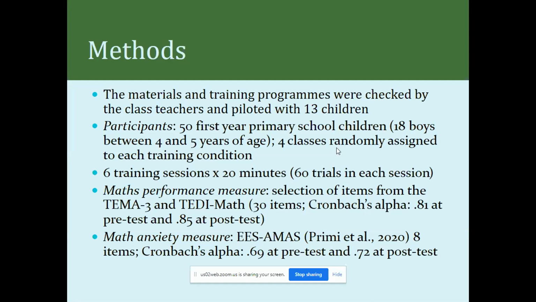We also pre-tested the maths anxiety measure, which was successfully used before with 6-7-year-old children, but not with 4 or 5-year-olds. Using a self-report measure with very young children is a bit problematic. But anyway, we found that the maths measure had really good reliability at both pre- and post-test, and the maths anxiety measure also had at least acceptable reliability at both.